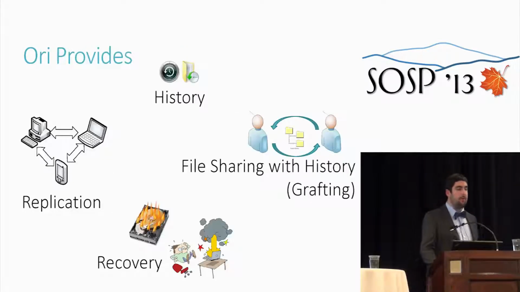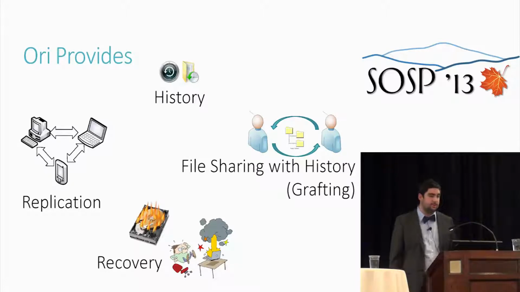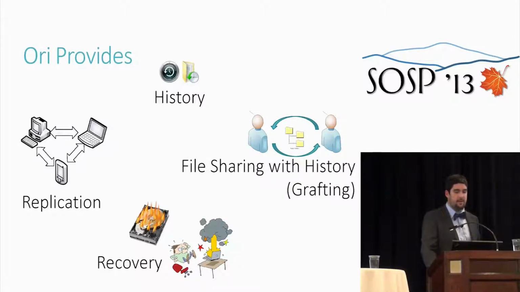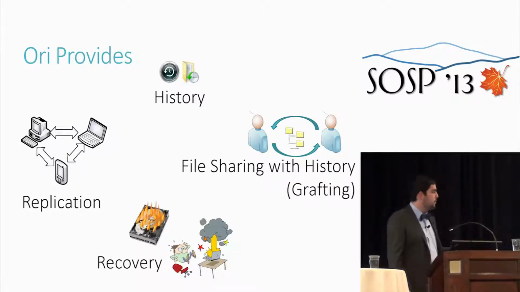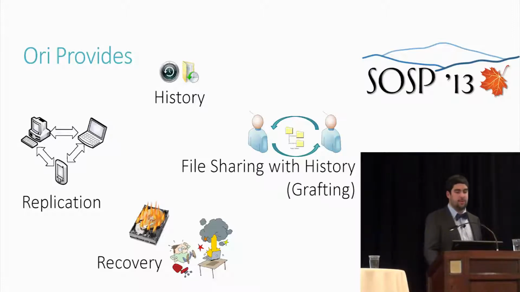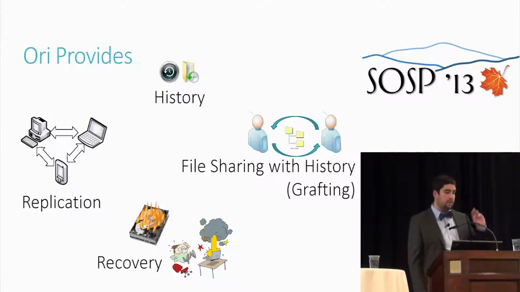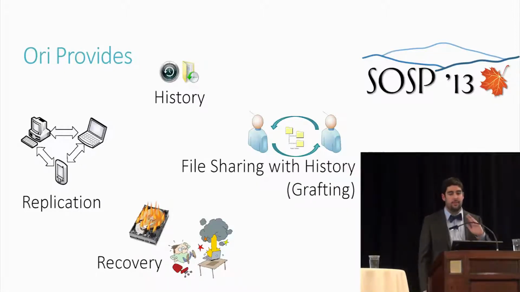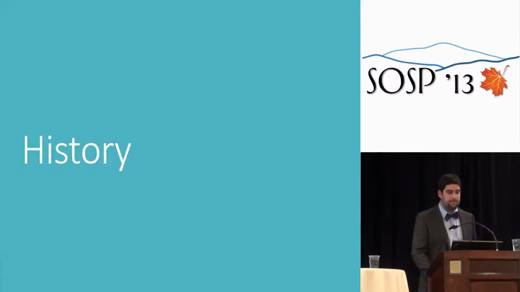So Ori provides 4 main features. So the first is history. And we'll see how this kind of ties into everything else. So the second important one is replication, and we'll use history to make replication a little faster. And next is recovery. And there's 2 forms of recovery. One is you recover from a whole machine failure by replicating from another node. And another is recovery from when a particular file gets destroyed or damaged. And our last thing is that we have our file sharing mechanism that we call grafting that shares not just the file but also its history.